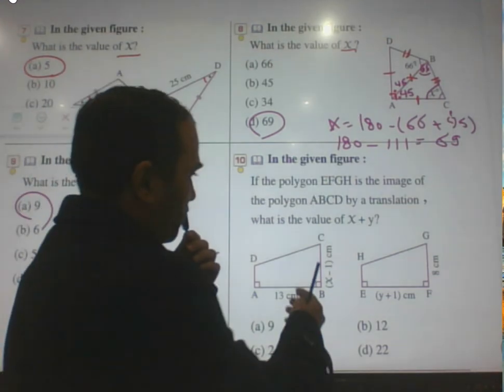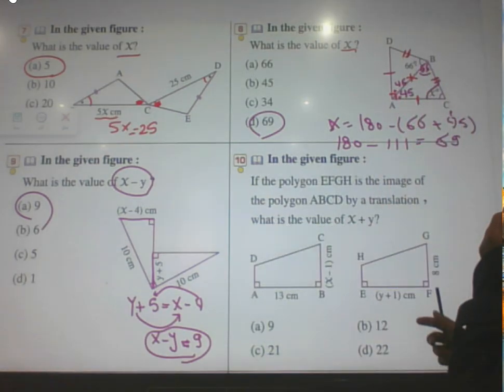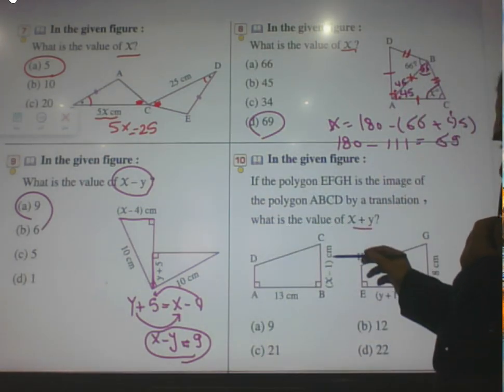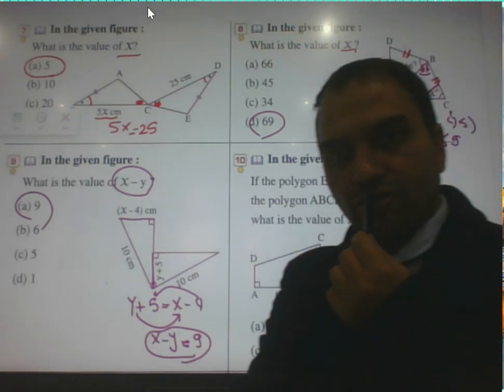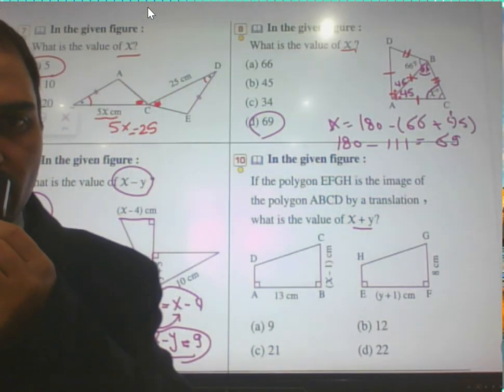Okay, next question. We have two congruent polygons here. He wants to find x plus y. First, we can write x minus 1 equals 8. Then the value of x here equals 9, because 9 minus 1 equals 8.